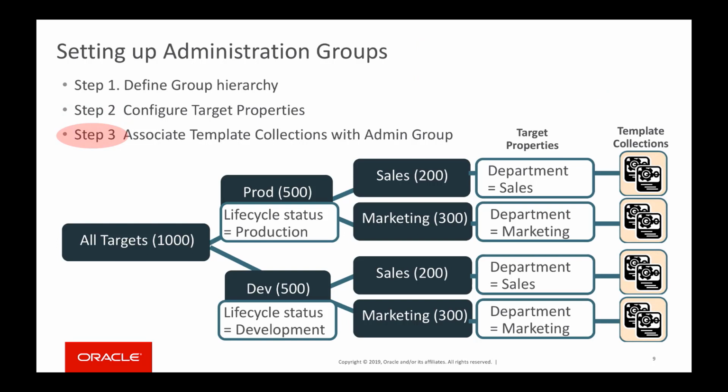This is not just one template though. It is a set of monitoring templates which covers all target types in the group. So if the production sales node has 2 different target types such as host and database, you need 2 monitoring templates in a template collection, one for each target type. Once these steps are performed and admin groups are created, existing targets and future targets will be added to the group based on the target properties defined, and the monitoring settings are automatically applied to them.